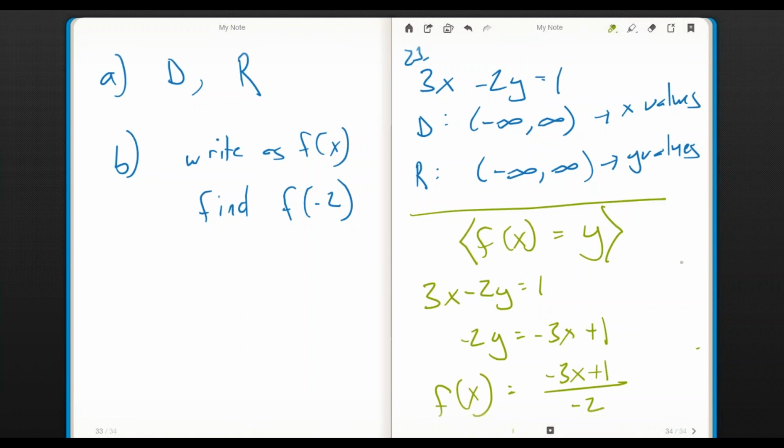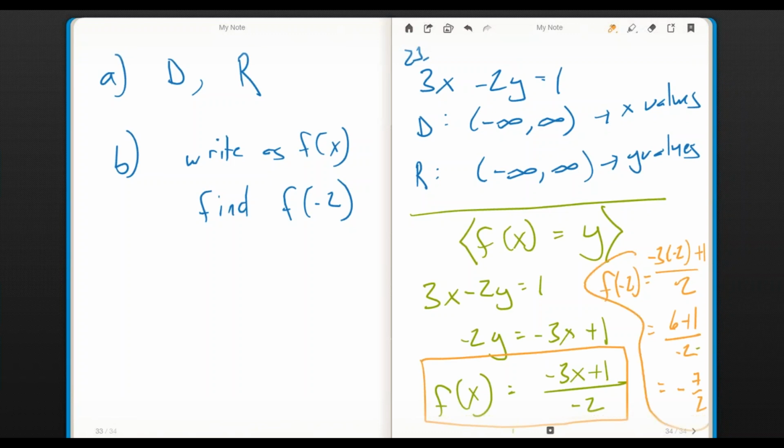If you then want to find f of negative 2, it means you're going to put a negative 2 in for x. So negative 3 times negative 2 plus 1 over negative 2. That's the same thing as a positive 6 plus 1 over negative 2, which is a negative 7 halves. So the value of the function, the value of f of negative 2, is a negative 7 halves, and that's the solution for number 23.